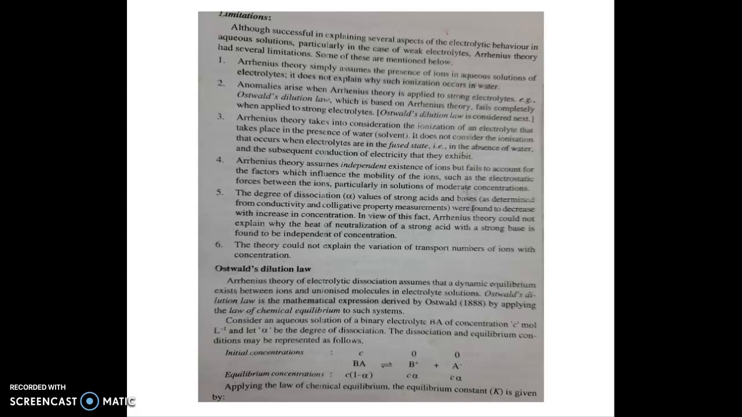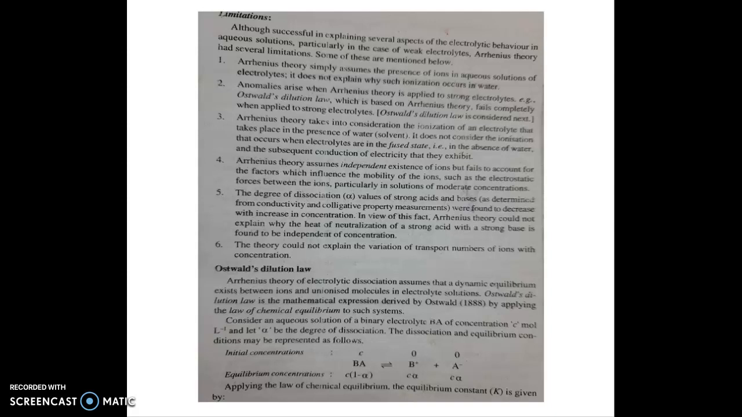Arrhenius assumes that there is an independent existence of ions, so it fails to account for the factors which influence the mobility of ions, that is, the electrostatic forces between the ions. He fails to explain the electrostatic attraction between ions because he considers ions to exist independently. Also, the degree of dissociation values of strong acids and strong bases were found to decrease with concentration.